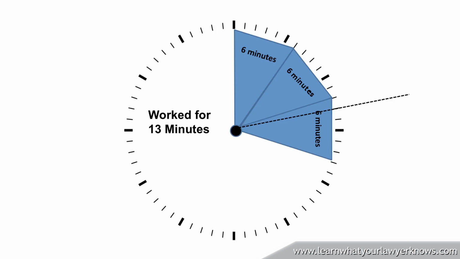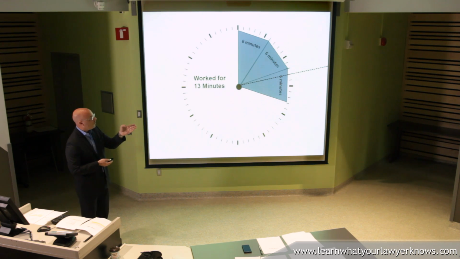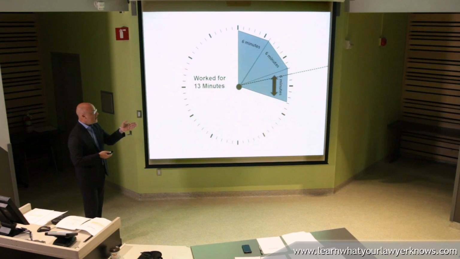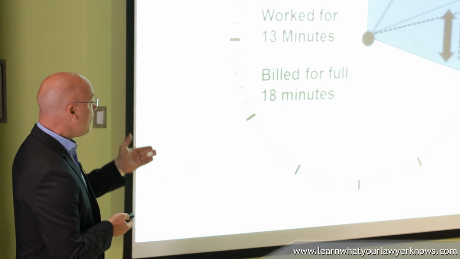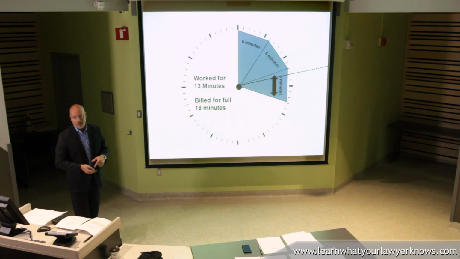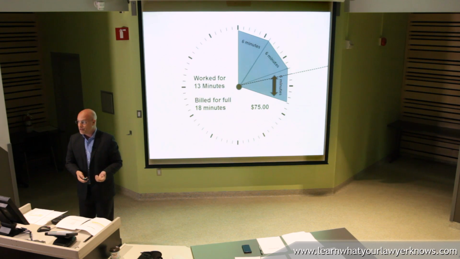This line indicates that they worked for the first 6 minutes, the second 6 minutes, and then 13 minutes, which is the next minute into the next 6-minute interval. But what you have here is they got to bill the client for the full 6 minutes, even though they didn't work that full 6 minutes. So they billed for a full 18 minutes, and they billed $75.